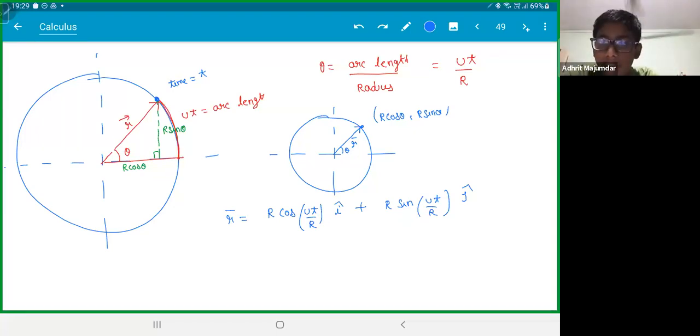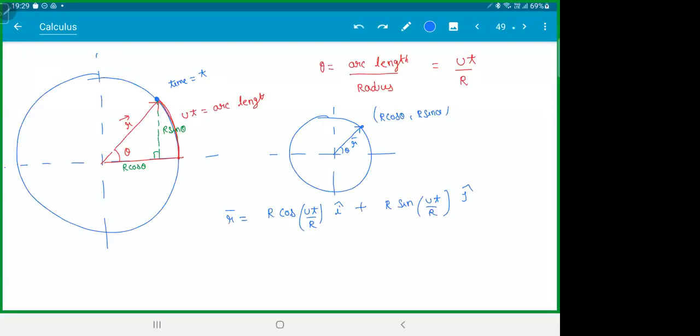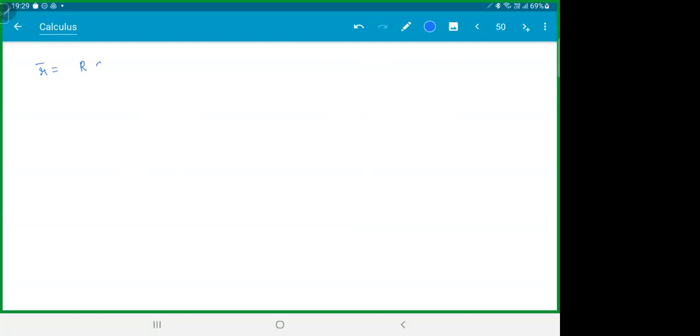It is actually ut by R. I know, I got your point. I understood. Unable to type everything. That's okay. ut by R, i cap.